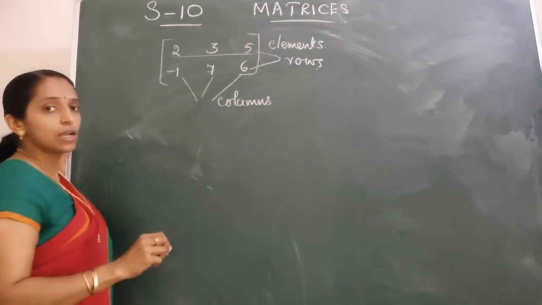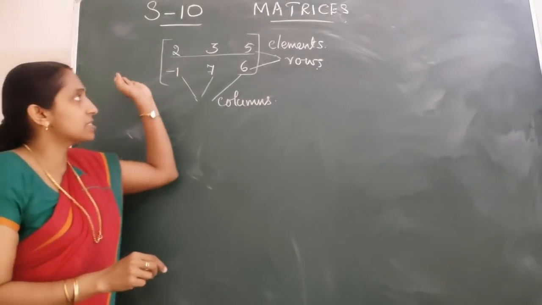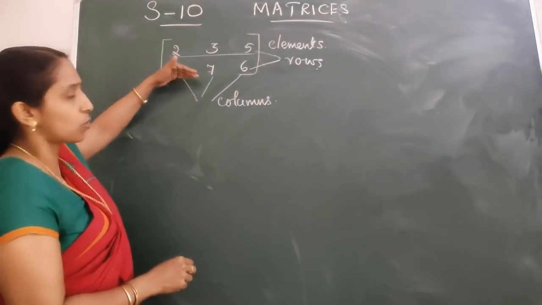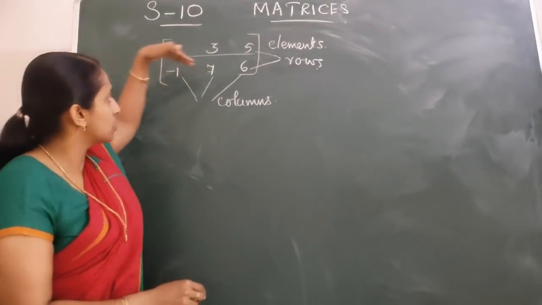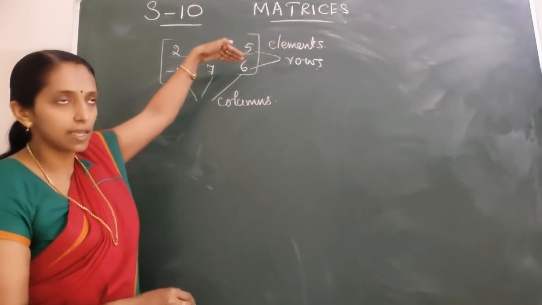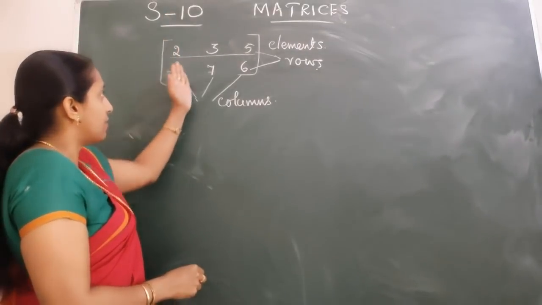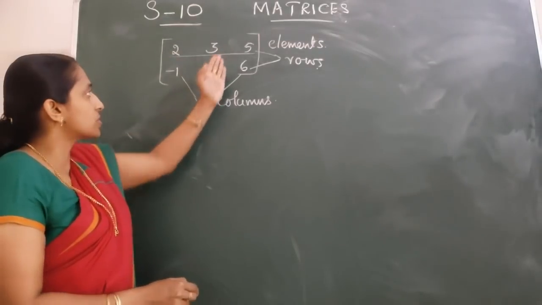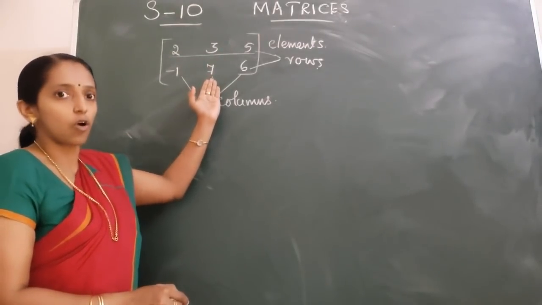Rows and columns. Rows mean the horizontal way of arrangement. So here you can see 2 rows: first row, second row. Clear? And in the vertical way, you can see 3 columns. So 2 rows and 3 columns.